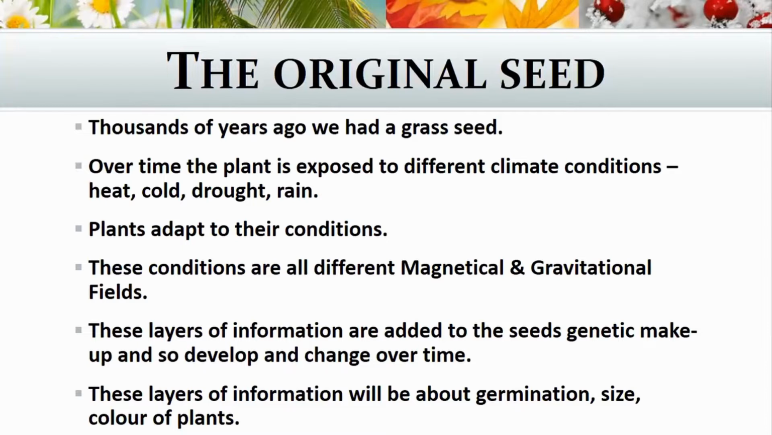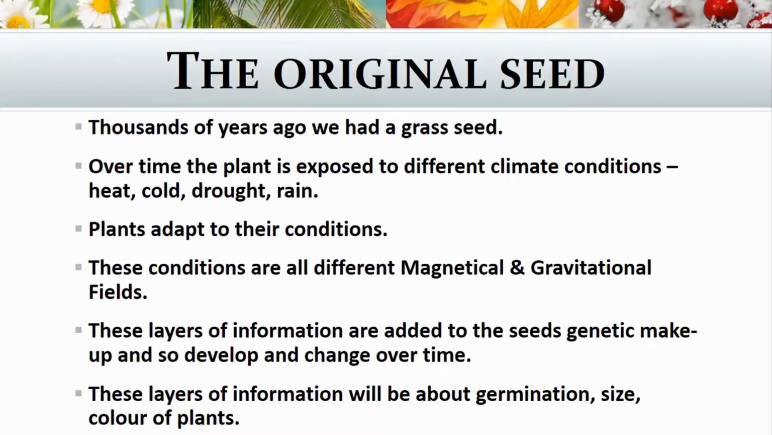But essentially these conditions are all different magnetical and gravitational fields which the plants are exposed to, and they get to overcome those conditions. And what it's doing is it's adding layers of information to the seed's genetic makeup. And these are added year after year to the original seed so that it can cope with future conditions.